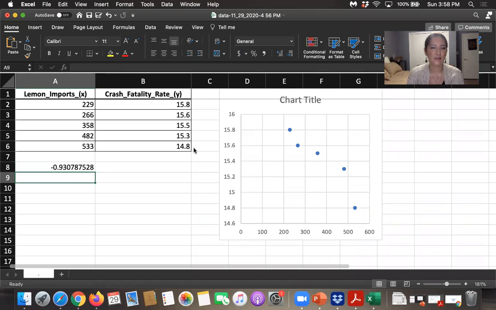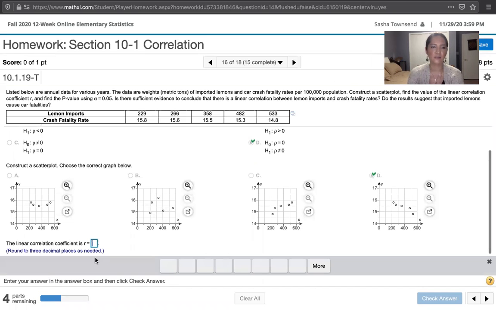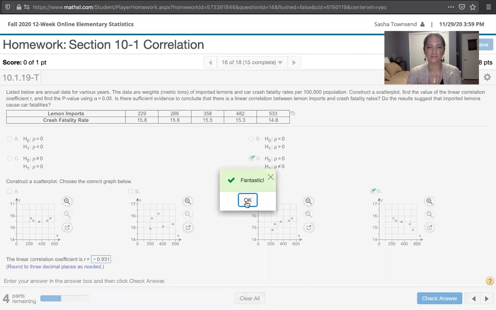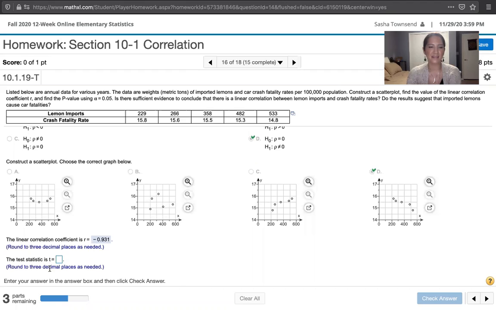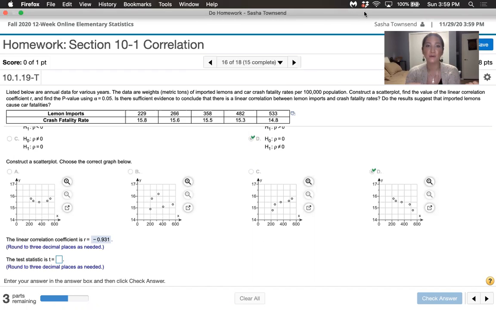So we have an R value of approximately 0.931 if I round to 3 decimal places. So we'll type that in over here, 0.931. Great. And then they ask for our test statistic. To compute the test statistic, I will share my paper with you, and then we'll use Excel to do the computation.